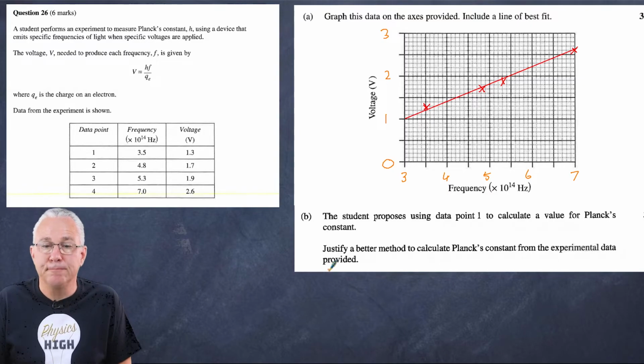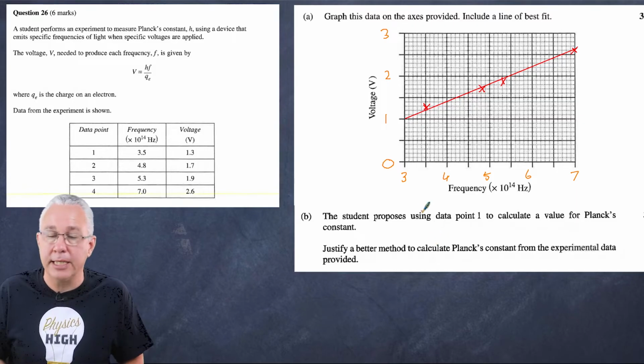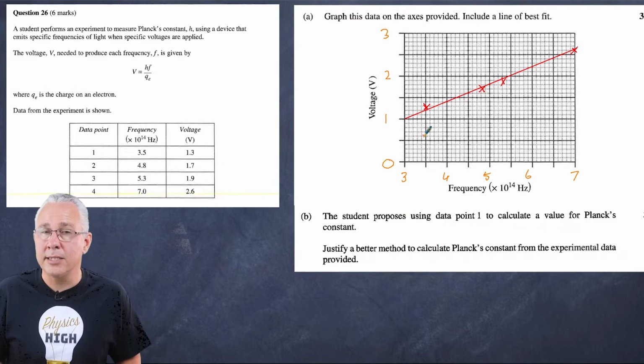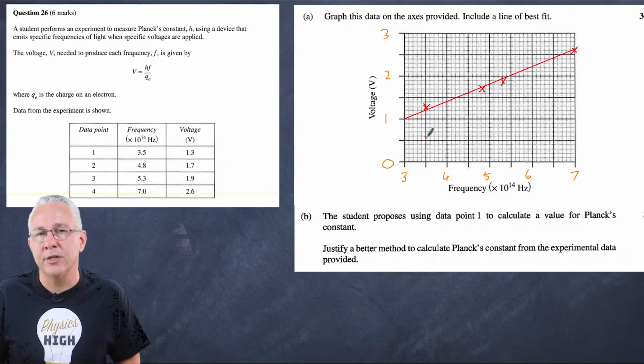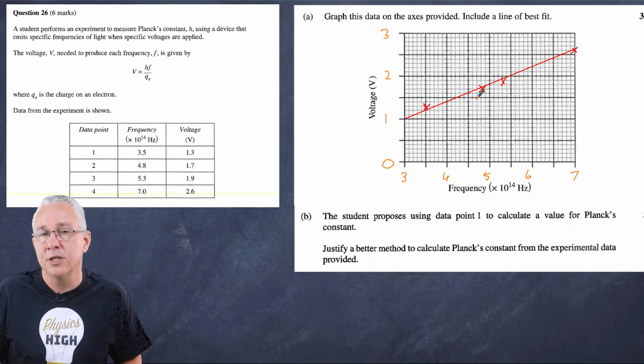And that's basically it. Now part B: the student proposes using data point 1 to calculate the value for Planck's constant. Justify a better method from the experimental data provided. Now as teachers, we consistently try to drum into our senior students that plotting data points and determining the slope to measure certain values is much better than reading particular data points. So for example, in this case, my first value is actually not even sitting on my line of best fit.